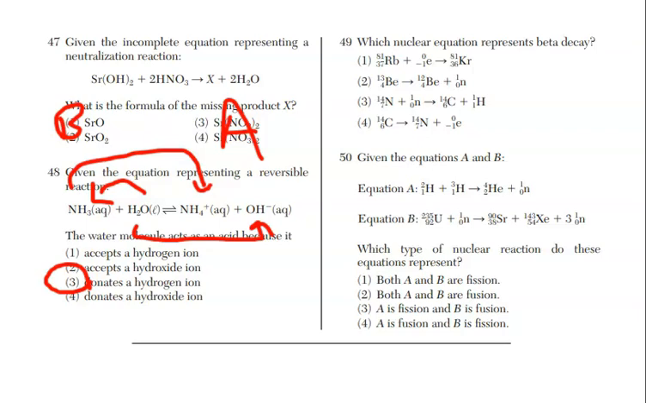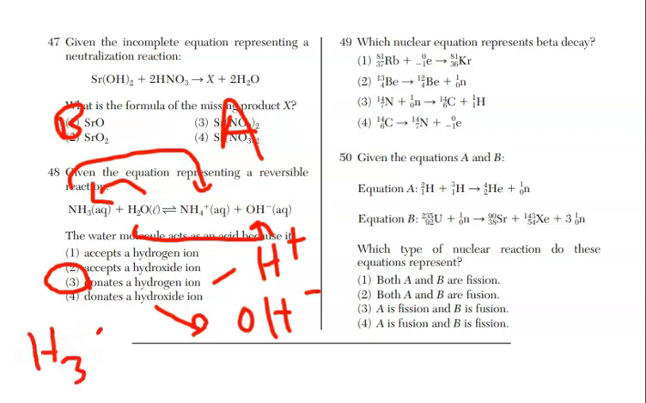Be very careful. Do not get the word hydrogen ion, which means H plus, confused with hydroxide, which is OH minus, and confused with the hydronium ion, which is H3O plus, which is water with H plus. They sound alike, they look alike, but they are different.